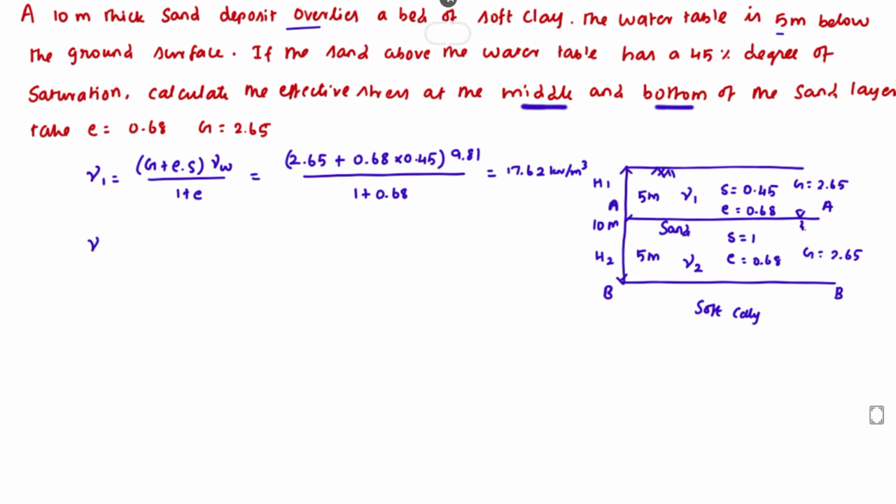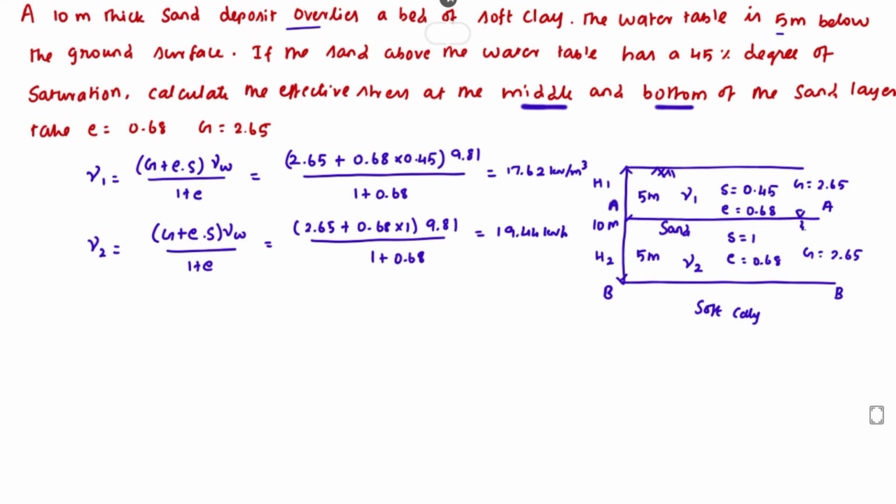Next is the gamma 2 value. Gamma 2 equals the same formula, (G plus e times S) times gamma W, divided by 1 plus e. Substituting 2.65 plus 0.68 times 1, since the degree of saturation is 1, times 9.81, divided by 1 plus 0.68. Solving this, we get 19.44 kilonewton per meter cube.